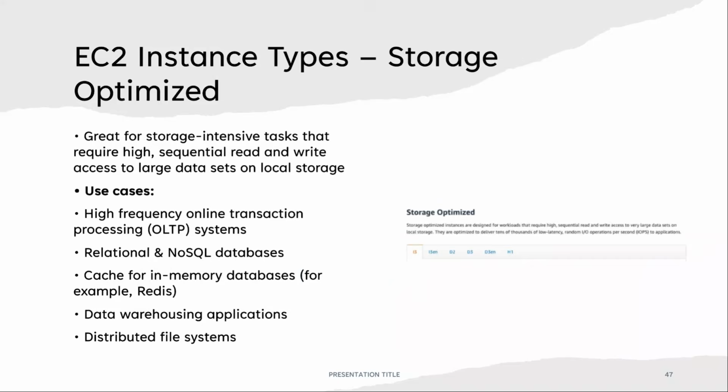Now let's go to storage optimized. As the name suggests, if you want a lot of storage, like your hard disk drive, like the drives we saw in EBS volumes, you can use the storage optimized type. It is great for OLTP systems, online transaction processing, where you store a lot of data and query it for analytics purposes. Relational and NoSQL databases you can use. Cache for in-memory databases, for example Redis, you can use. Data warehousing applications, distributed file systems. So it is for storage intensive tasks.